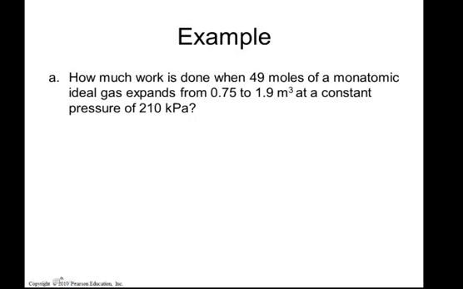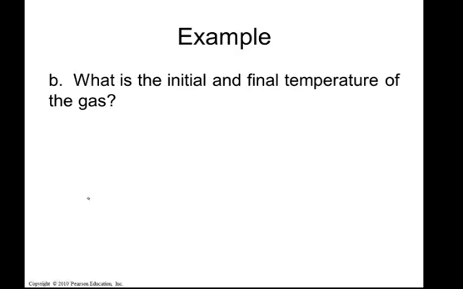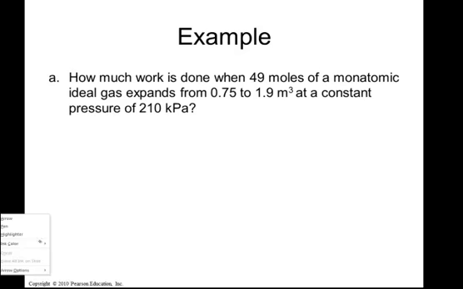In this case, we want to know how much work is done when 49 moles of a monatomic gas expands from 0.75 to 1.9 meters cubed at a constant pressure of 210. So in order to find work, we're going to use P delta V because we're at constant pressure.